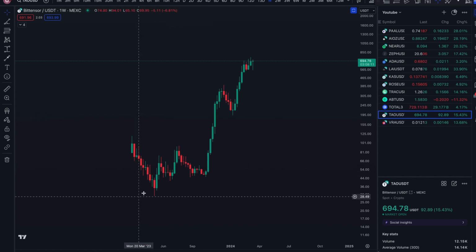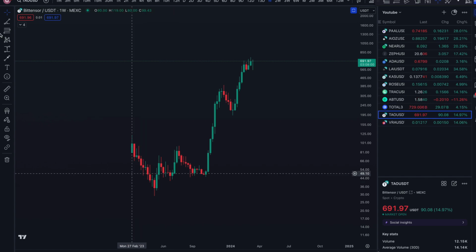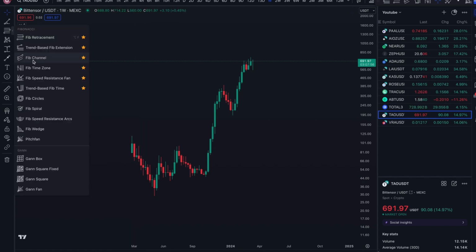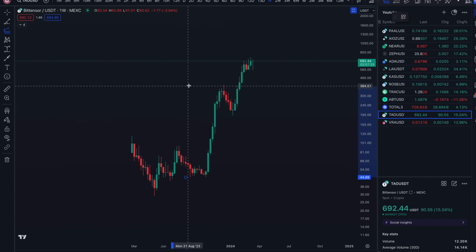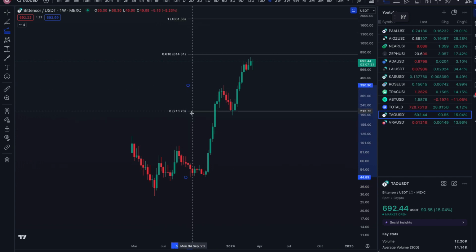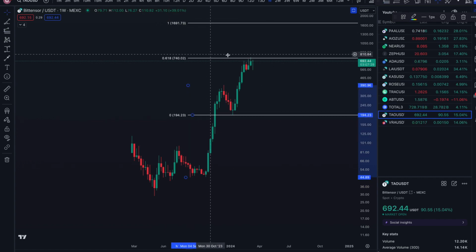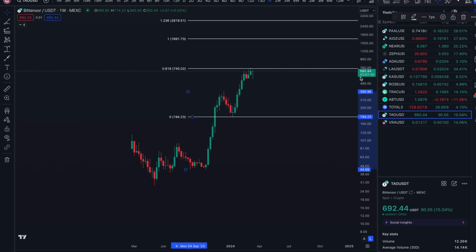Anyway, let's look at this. It looks to me like we are right now in the third wave of the third, and that's why it's already so strong. I always look at potential targets for where this could go. That's the first wave, that's the second. Look at the resistance, 618, bang on there.